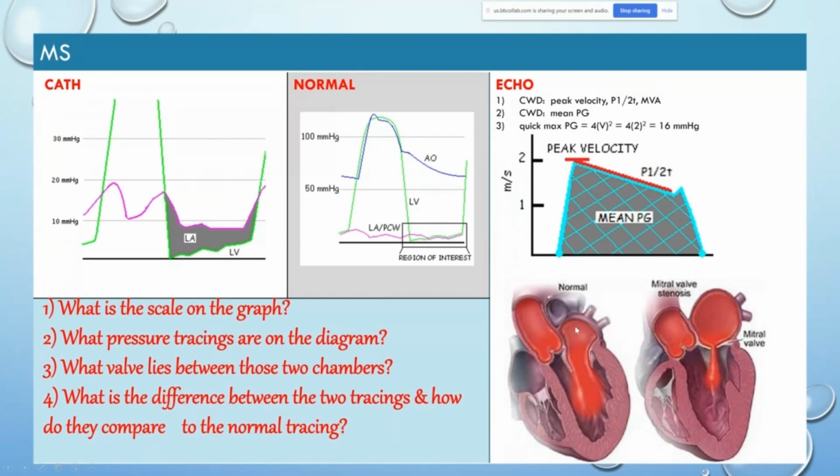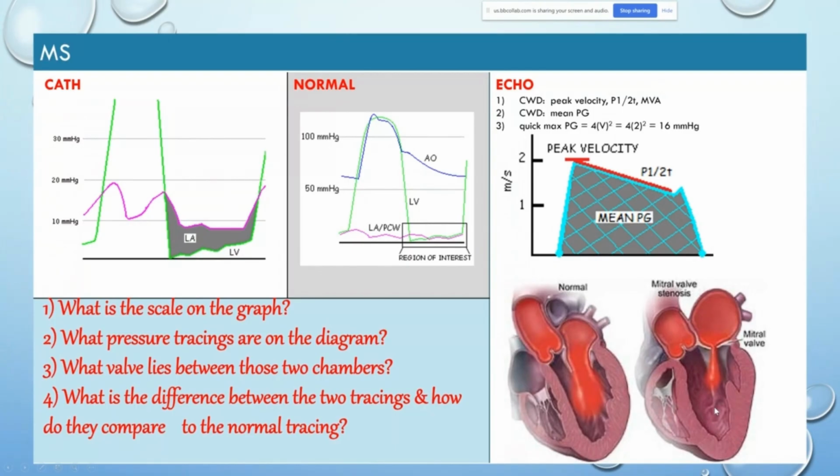A normal valve opens, there's no issue. That's why the pressure gradient is low between the two. When a person has stenosis, their valve is going to be thicker and it's not going to open properly. So what's happening is the pressure over here in the left atrium is going to be much higher than the pressure in the left ventricle.